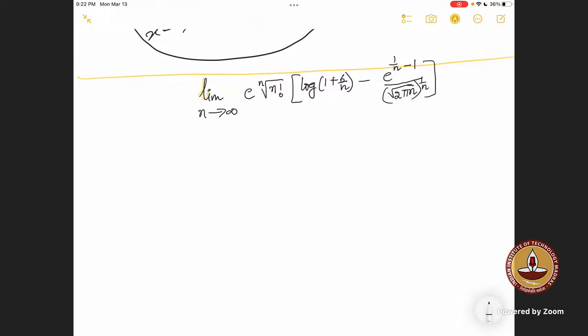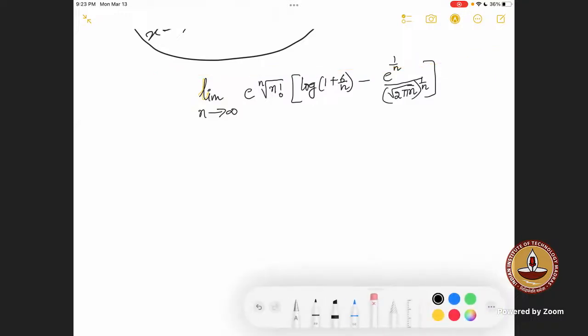Pratap? In the numerator also it is e to the power 1 by n minus 1, sir, not in the exponent. Yes, sir, not in the exponent. E to power 1 by n, and then minus 1. Okay, sorry. Is it okay, sir? Right, sir.